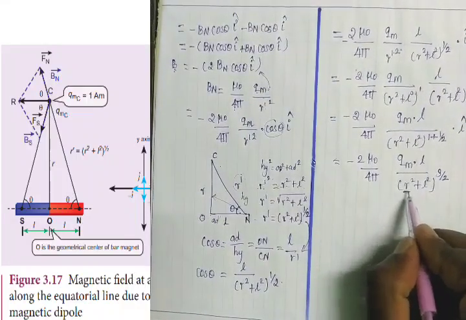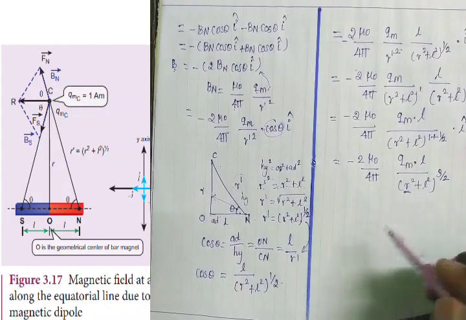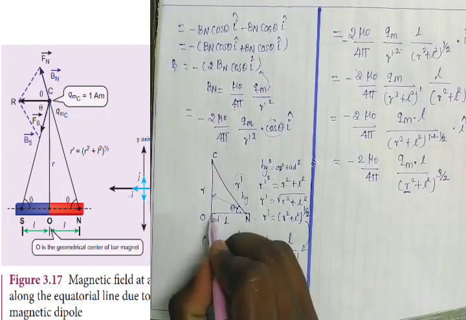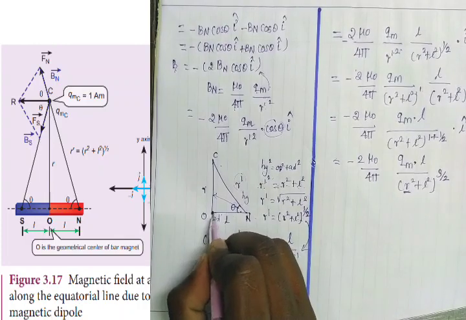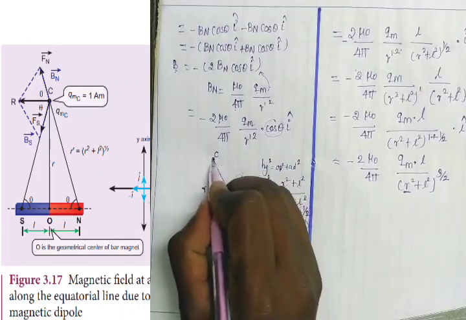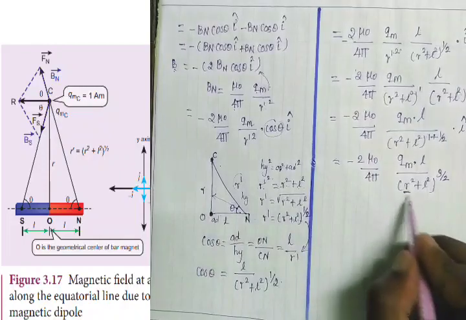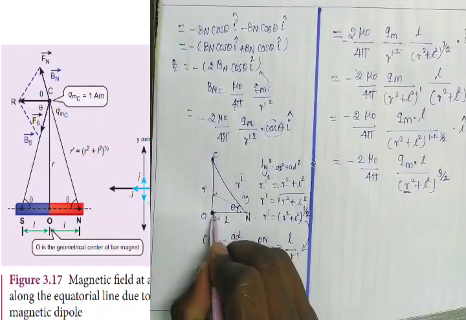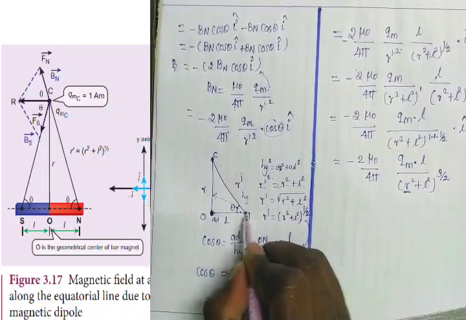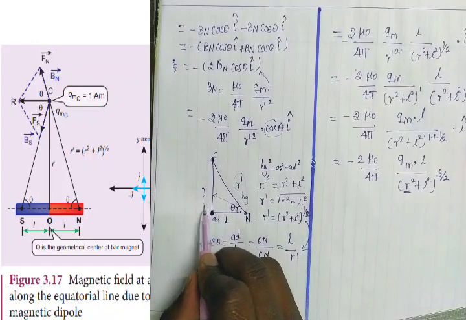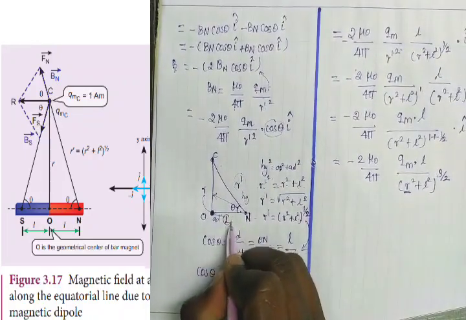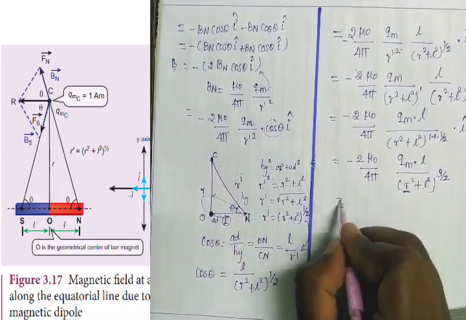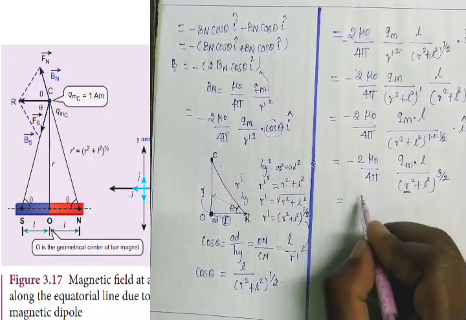So what is meant by R? R is the distance between the geometrical center and the point C. This is the geometrical center, right? So from the geometrical center to the point C is R. The next one is L. L is the distance between the geometrical center and the north pole point. So compare R and L. The L value is very small, so we don't consider the L value.